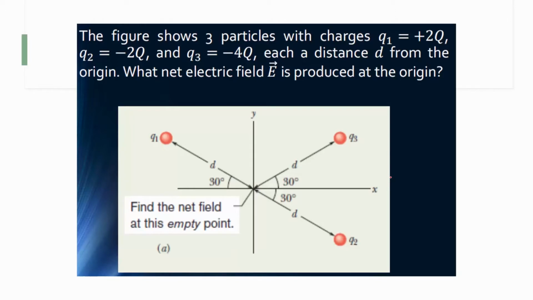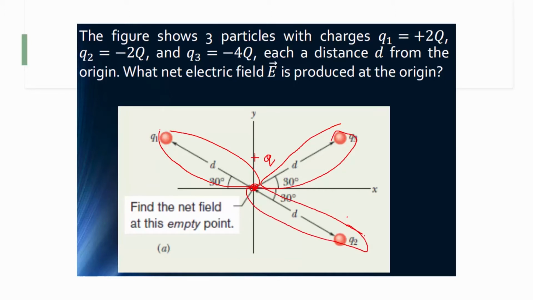So, meron naman ditong problem. The figure shows three particles with charges Q1 equals positive 2Q, Q2 equals negative 2Q, and Q3 equals negative 4Q. What net electric field is produced at the origin? So, pag ganito, mga net electric field, ang unang tatandaan mo siguro is magkakaroon ka ng positive test charge dyan with a charge Q. And net electric field, so ang gagawin is kukuhanin mo yung electric field from here, yung electric field from here, electric field from here, and mag-vector addition ka lang.